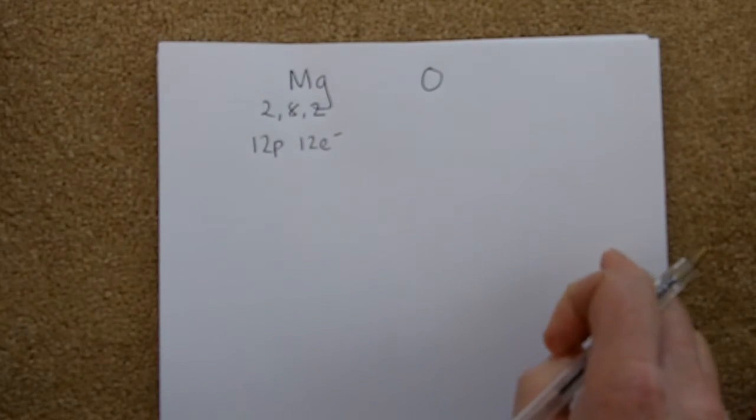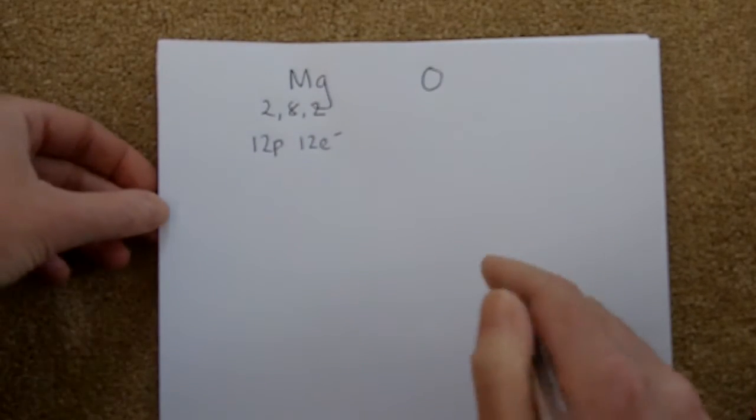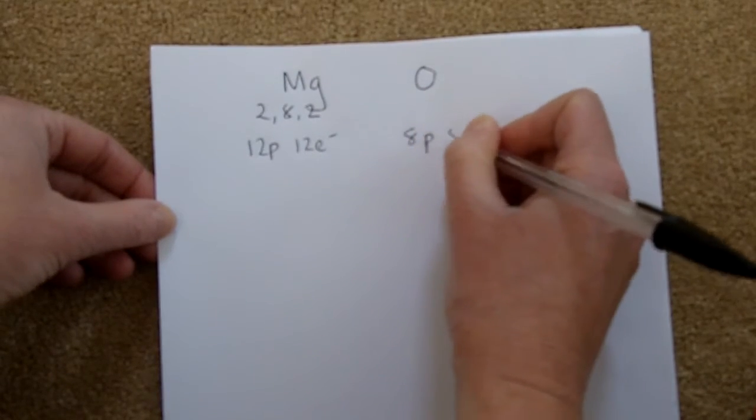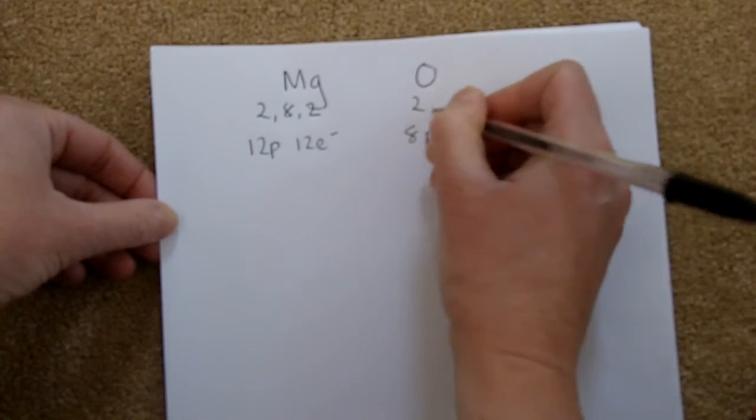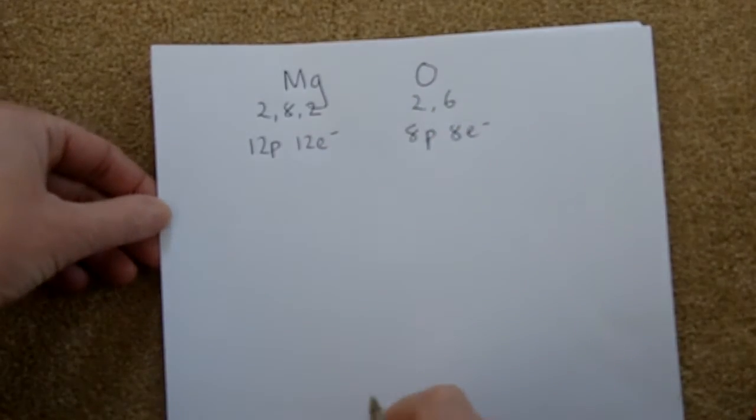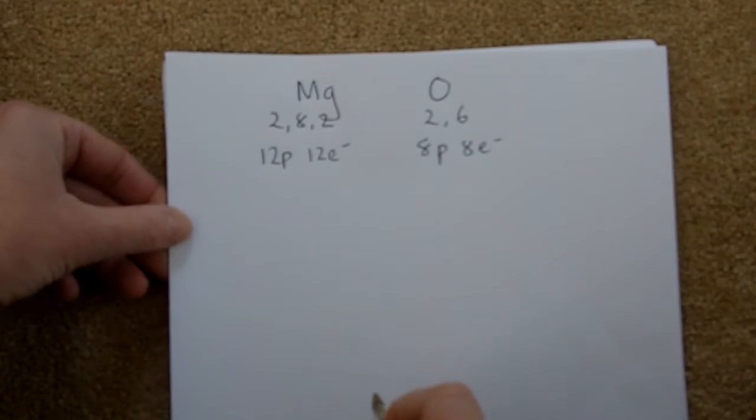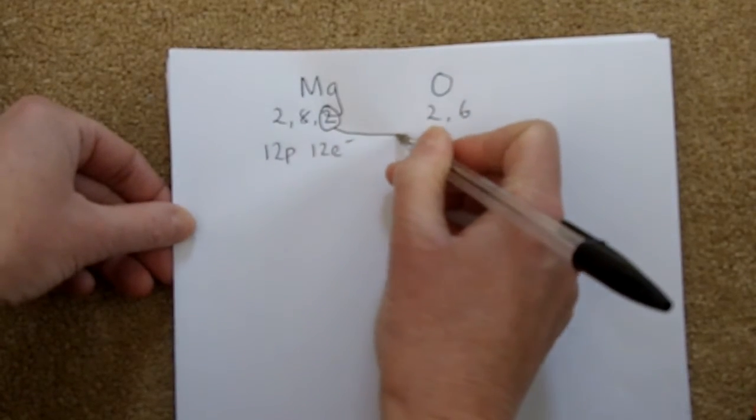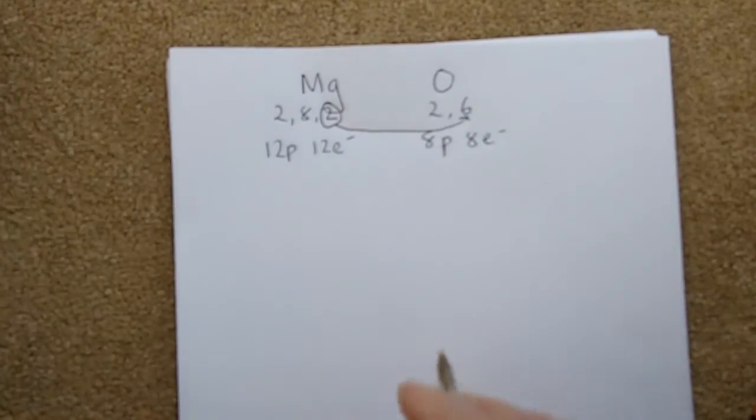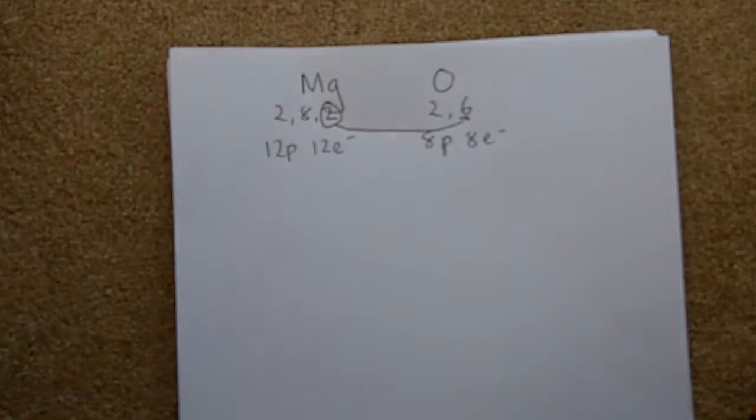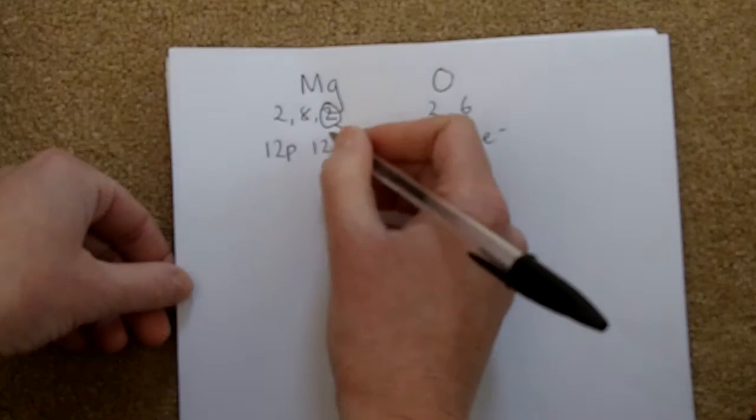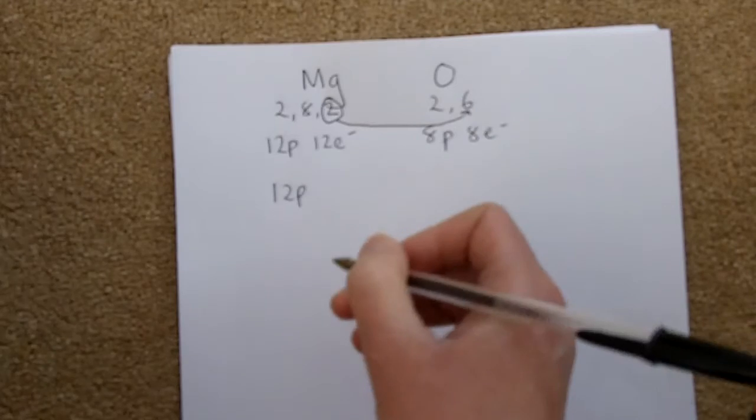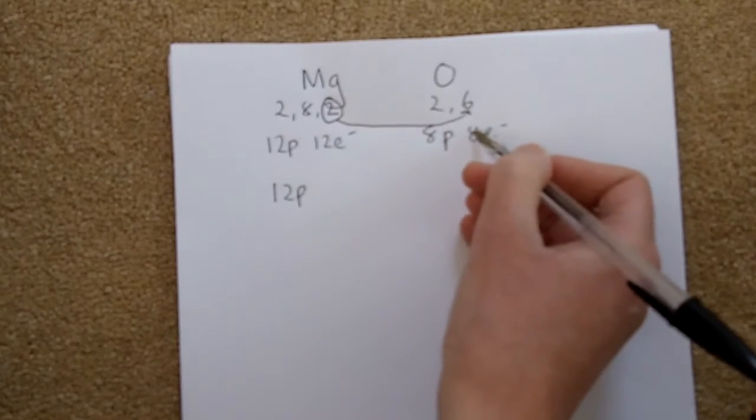Okay, oxygen has got eight protons and 8 electrons, and that is 2, 6 in GCSE style. Okay, to have a full shell of electrons, the 2 outer electrons here need to be transferred to the oxygen, to be given to the oxygen. Okay, so when that happens, when 2 electrons are given, that means magnesium now still has 12 protons, but it's lost 2 electrons.